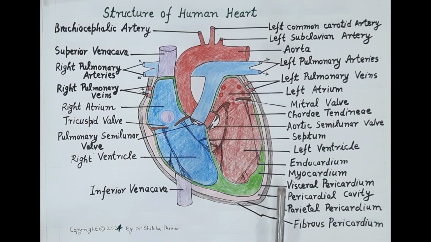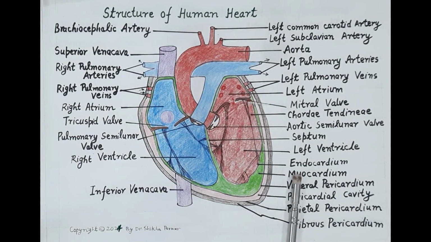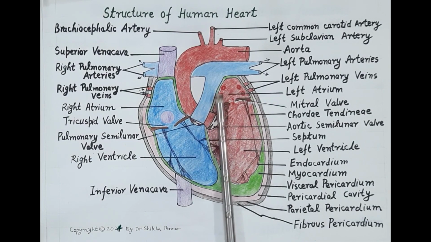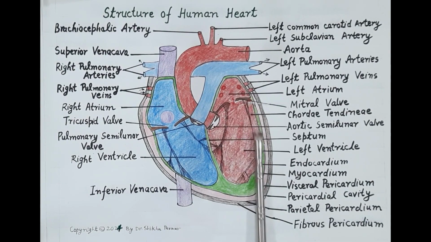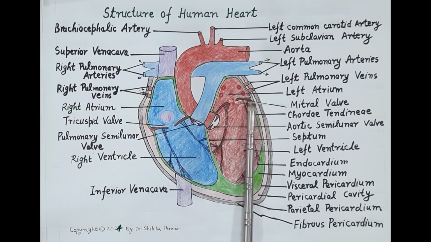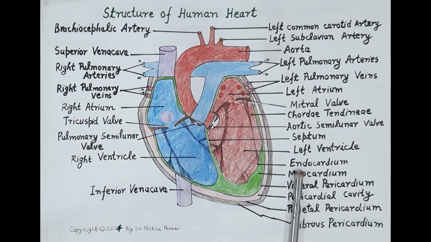As you can see here, the endocardium is a thin smooth membrane that forms the lining of the upper atria and lower ventricles, and it also forms the lining of the heart valves. So the endocardium directly covers the heart cavity. The endocardium is made up of flattened epithelial cells.